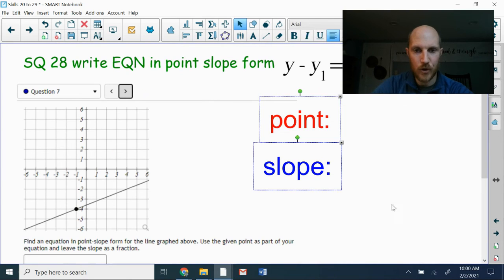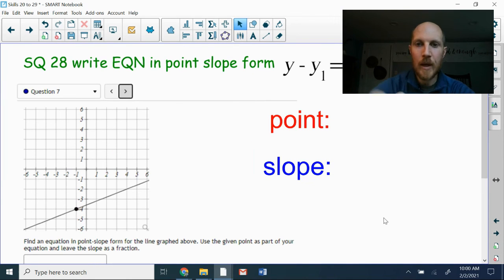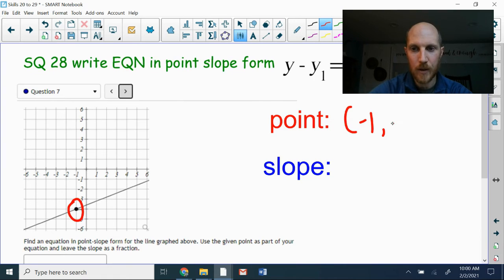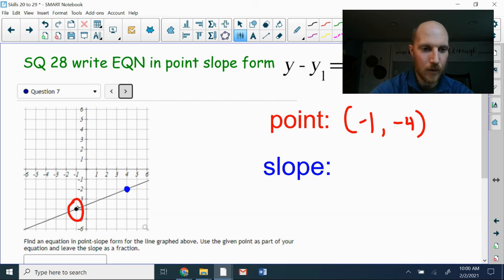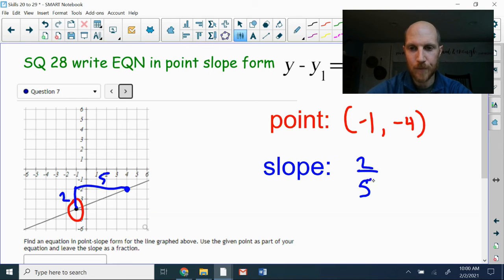All right, question 6, also in point slope form. I need to identify those same pieces of information, but this time I'm starting from the graph. The coordinates of that point are negative 1, negative 4. The slope I'm going to have to count, so I need a second point on the graph so that I can count my rise and run. I'm going to go up 2 spaces, and across to the right 5 spaces. Write that as a fraction. So my slope is 2 over 5.